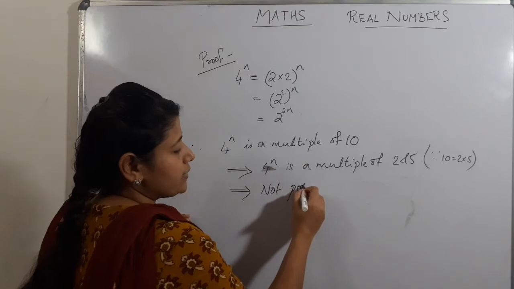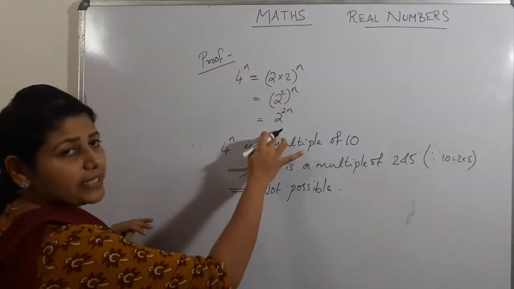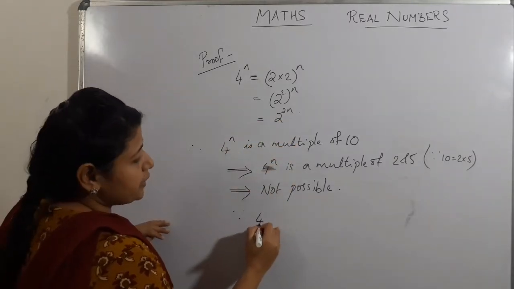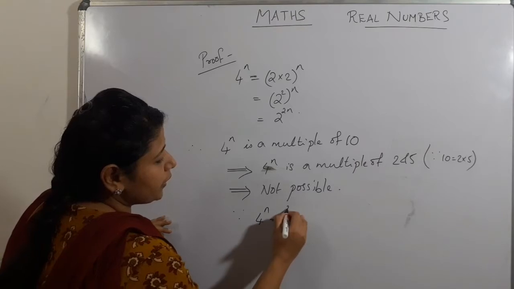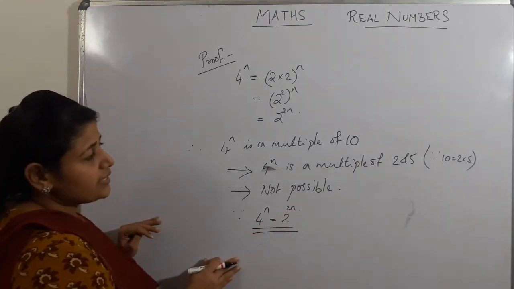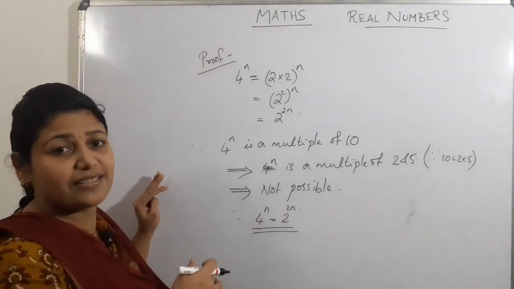Not possible. What is the reason? We have already found that 4 raised to n is a multiple of only 2, since 4 raised to n equals 2 raised to 2n. So this is the contradiction method. So we can say that there is no number with any n which ends in 0.